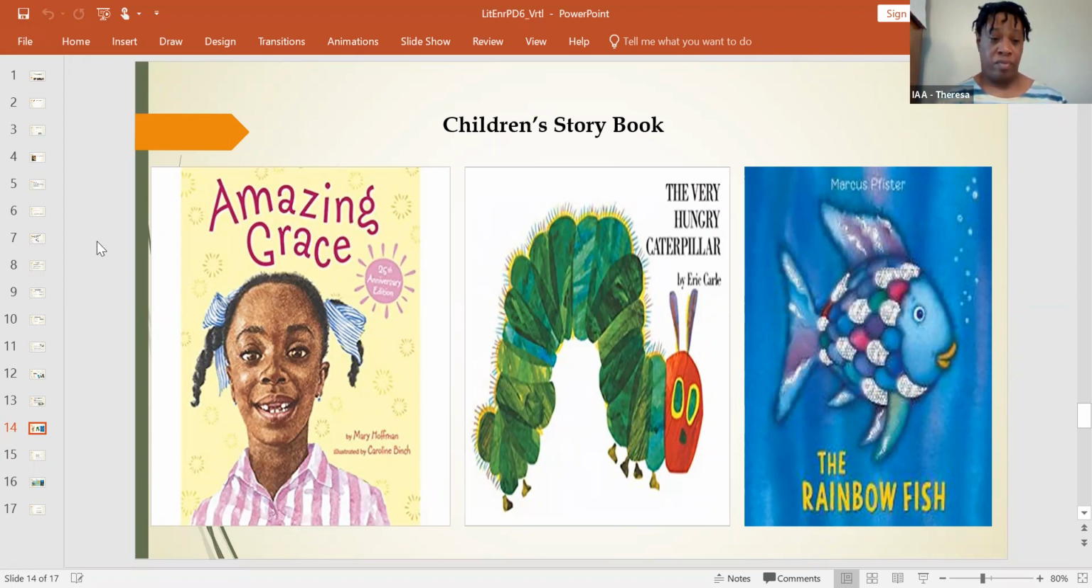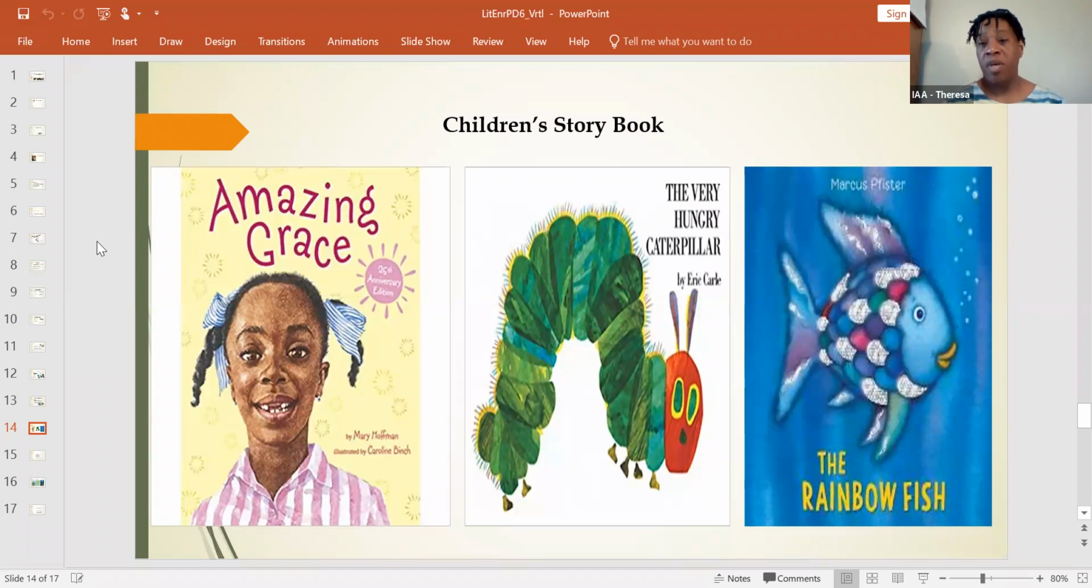The third step. Okay, now we are done reading. We got through our story. What are some questions that you can ask after reading the story? So again, you're done reading the story. What are some questions that we can ask?